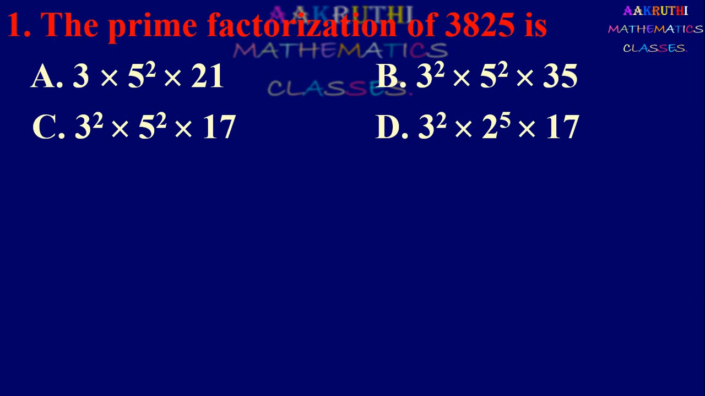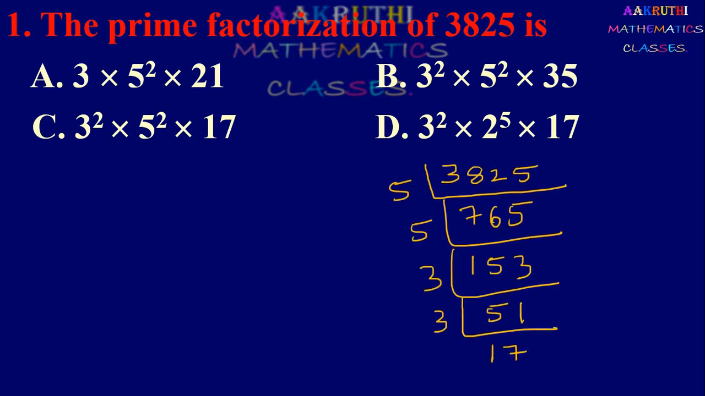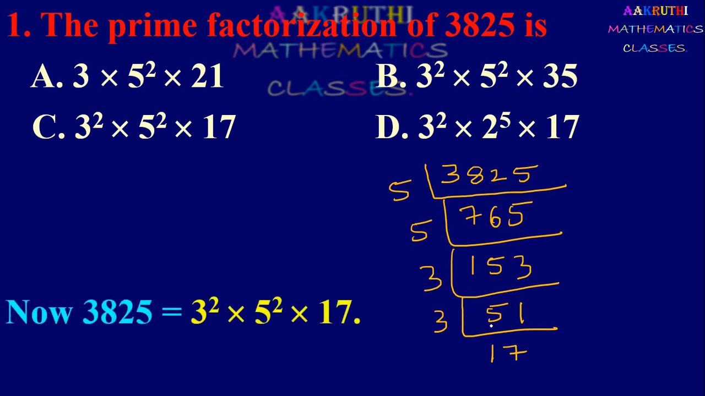First question, the prime factorization of 3825 is. So here we have to write the prime factorization of 3825. First we divide 3825 by a prime number. It is divided by 5, so we get 765. Again we divide it by 5, so we get 153. Again we divide it by 3, so we get 51. Again we divide it by 3, so we get 17. Therefore the prime factorization of 3825 is 5 power 2 into 3 power 2 into 17, which is option C.